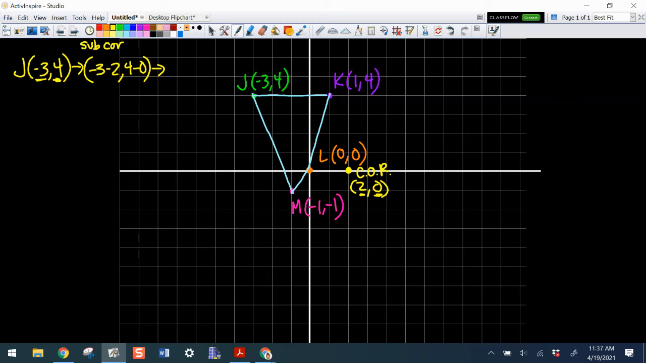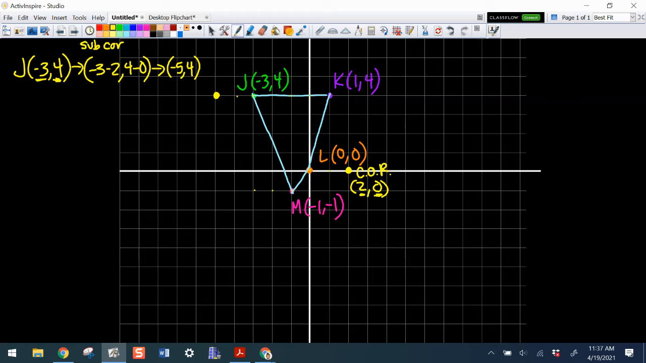So -3 will take away 2 and get -5. 4 will take away 0 and get 4. Now just to show you what happened here, it's J we just shifted to right here. Notice we went 2 units over. That's because the center of rotation is located at 2 units, and if we want to move it to the origin, we need to move it 2 units to the left. So that's what we're really doing with every single coordinate. We're going to shift every single coordinate to the left 2 units, then apply the rotation.